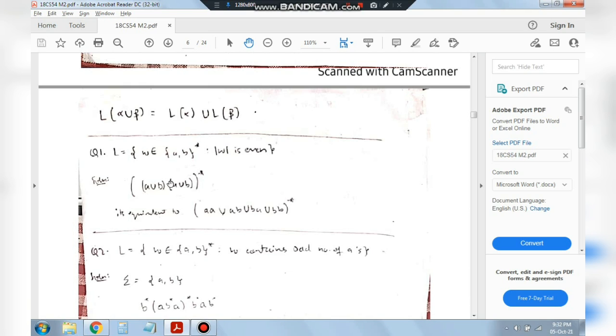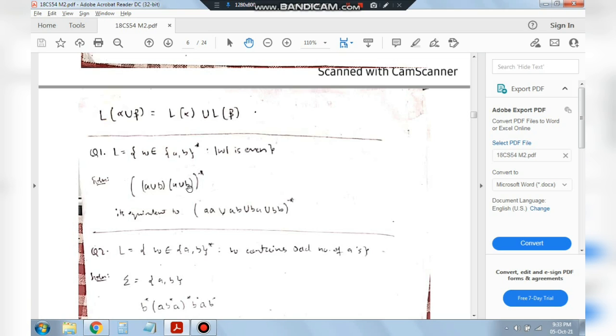Now let's solve a question here. It's given that L is equal to w belongs to {a, b} star. That means a and b can be repeated n number of times, and the condition is that the length of the string should be even. To have a string which is even, what we can do is (a union b)(a union b) here. Because it's even, we need to have two letters which will be repeated n number of times.